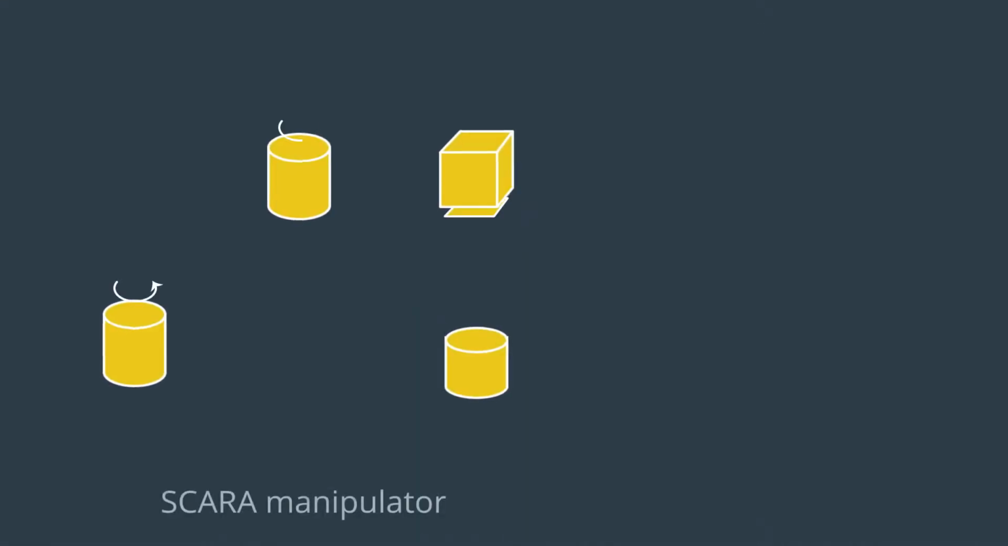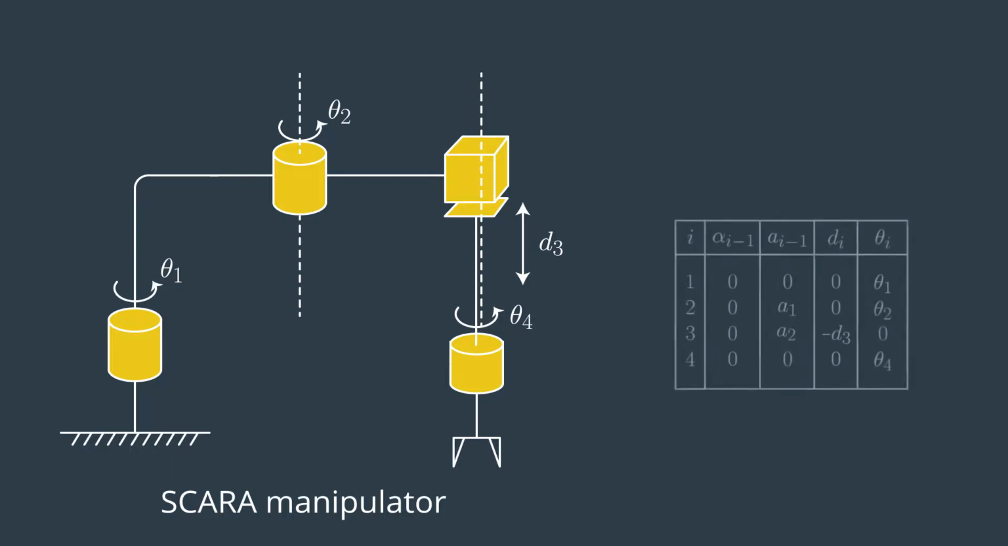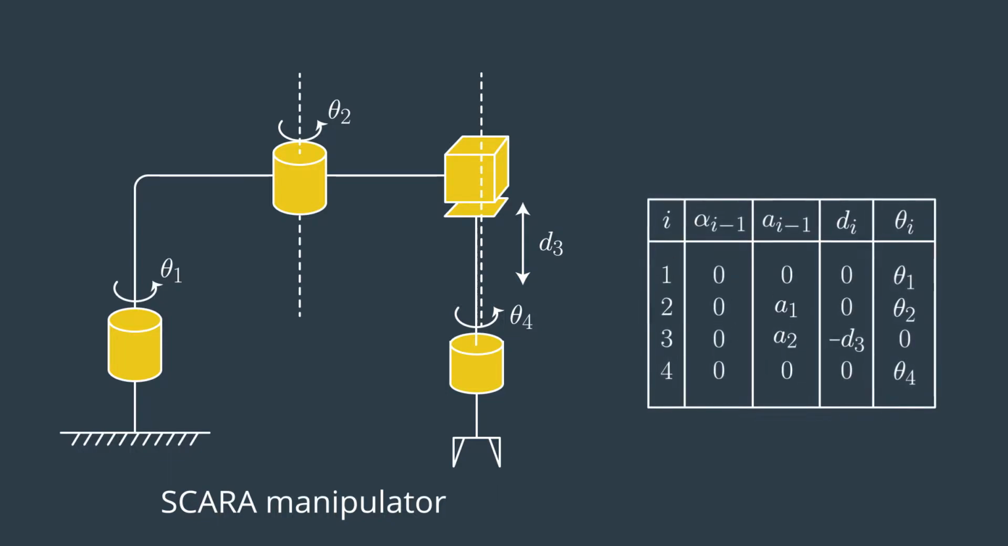DH parameters are a topic that most students find confusing at first. And although there is an algorithm to assign frames, you will find there is still a fair amount of free choices to be made. It takes a bit of time and practice to learn, so don't worry if it seems hard right now. I'm going to show you how to derive the DH parameters for one common industrial robot called the SCARA.